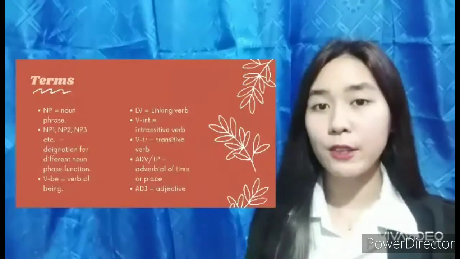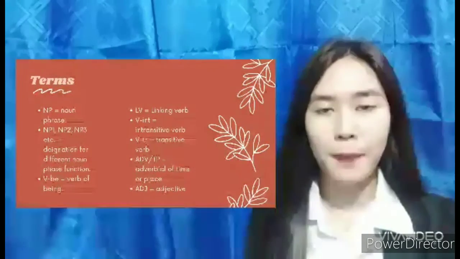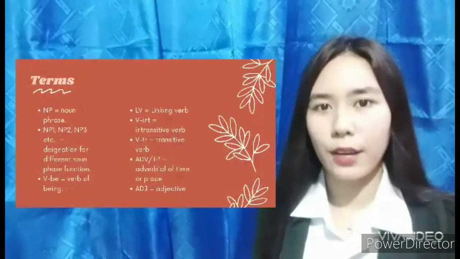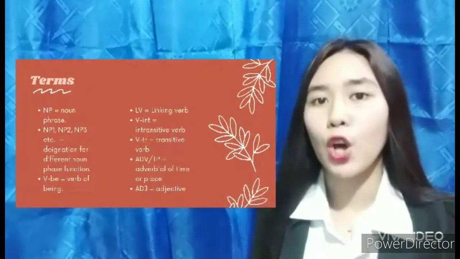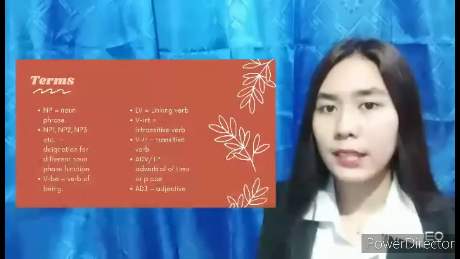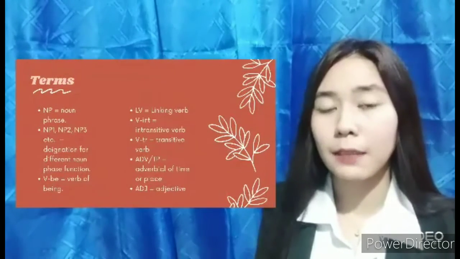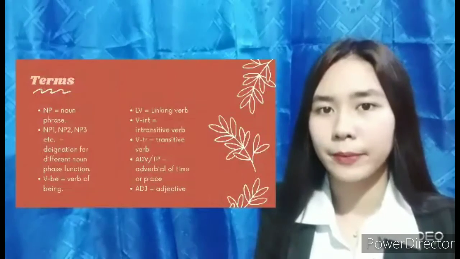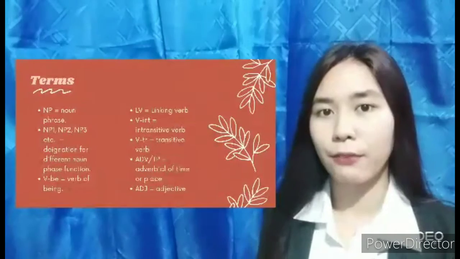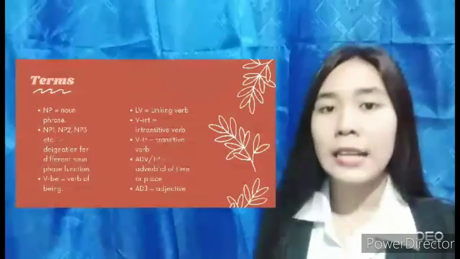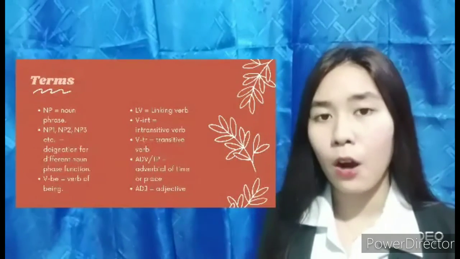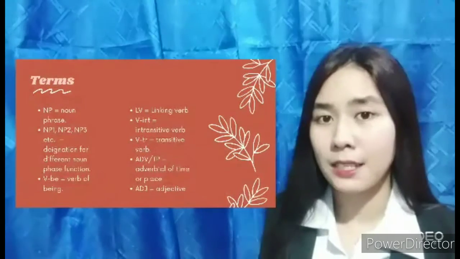Terms to identify various parts of each sentence pattern include the following. NP is a noun phrase. This abbreviation refers to a head word noun and its modifiers functioning as subject, direct object, indirect object, subjective complement, or objective complement. NP1, NP2, NP3 are the designations for different noun phrase functions. Numbers in sequential order are used with each NP to designate its difference from or similarities to other NPs before and after it.